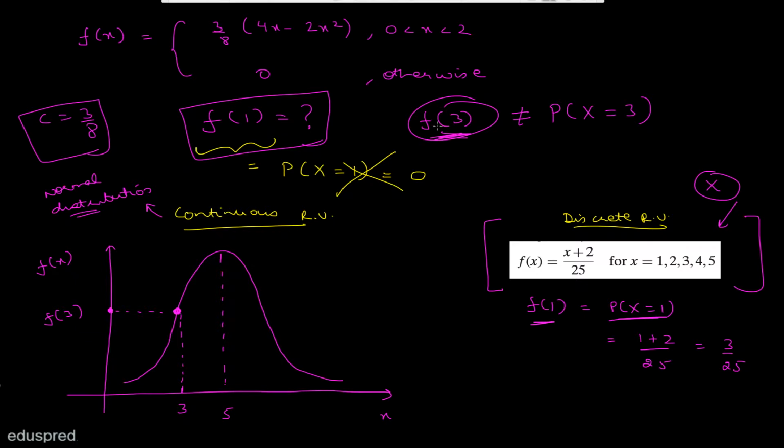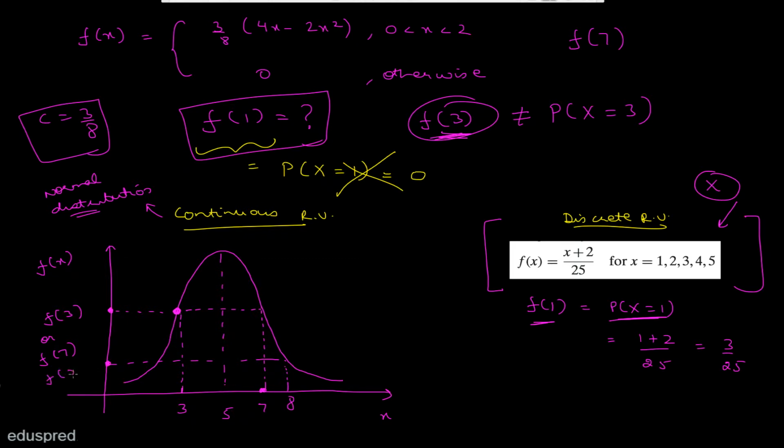So f of 3 is going to be this. Similarly, if I ask you what is f of 7, then 7 will lie somewhere over here, let's say. So f of 7 will also be equal to this, so they will share the value. If I ask you what is f of 8, it will be somewhere over here. So f of 8 is going to be this.